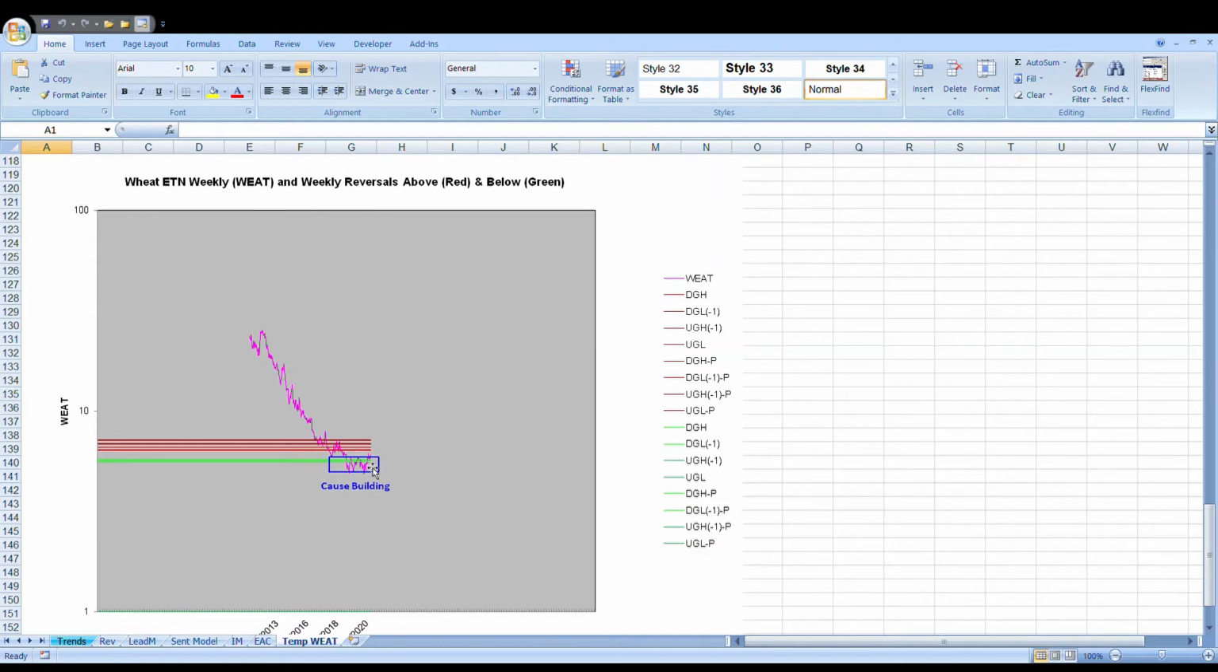Technically, the distance between here and this first red line is an air pocket, and possibly what's going to happen here is price will do some sort of releasing of the energy, but once it does that briefly, it's going to accelerate up into this zone here. So I wouldn't be super bearish on wheat at all. I would be realistic in terms of what information we're seeing.